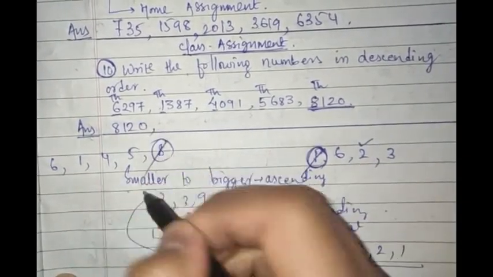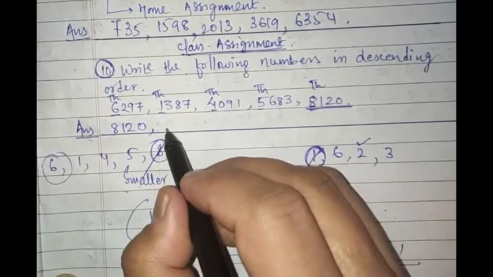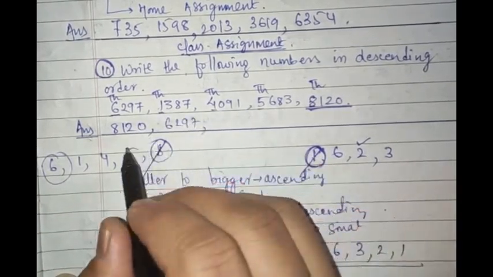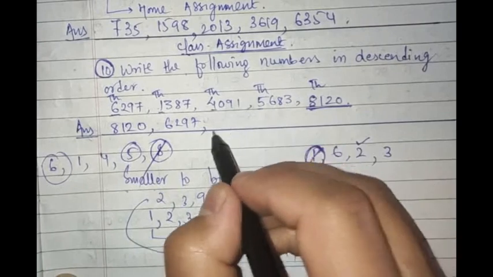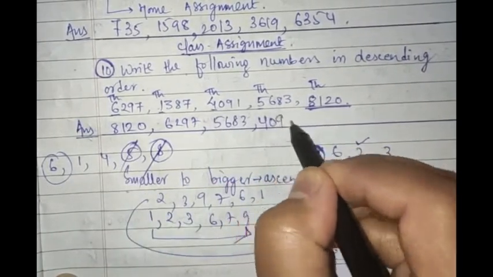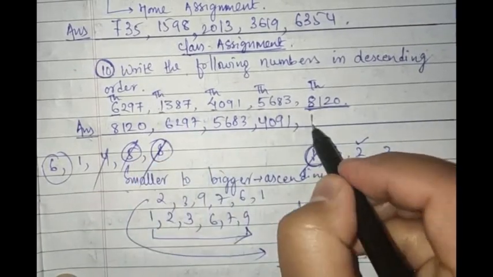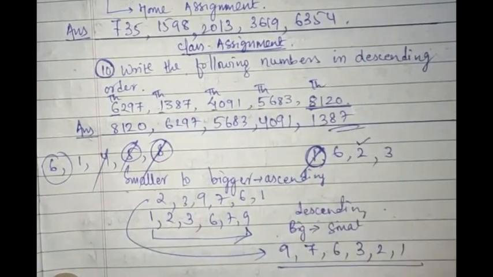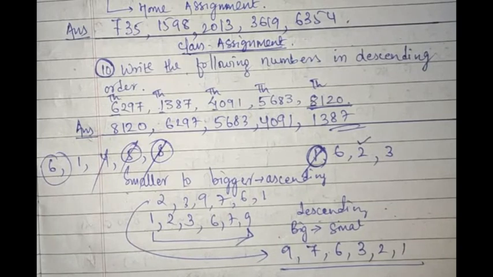After that, 8 is gone. Next, 6. So 6, 2, 9, 7, right? After that, 5 is the largest. So 5, 6, 8, 3. Next, 4, 4, 0, 9, 1. After that, 1, the remaining one, is the smallest number. So with this we got our descending form also. Alright, I hope you are clear with this.